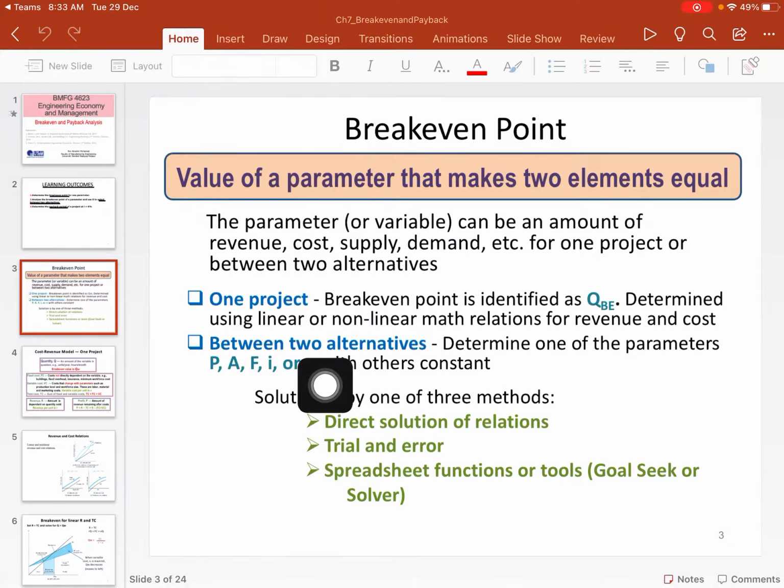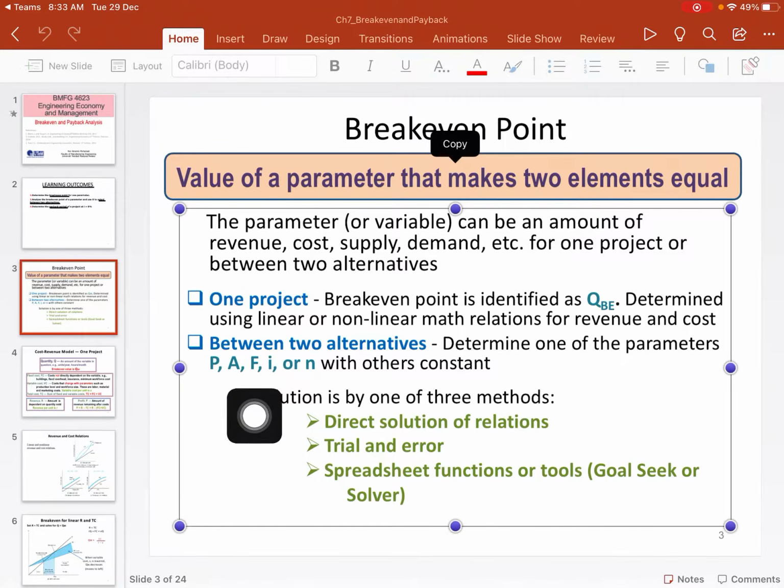For between two alternatives, it is done by determining one parameter, whether it is P, A, F, I, or N, with other constant. So the solution for this is by using three methods: direct solution of relations, trial and error, or using the spreadsheet functions or tool.